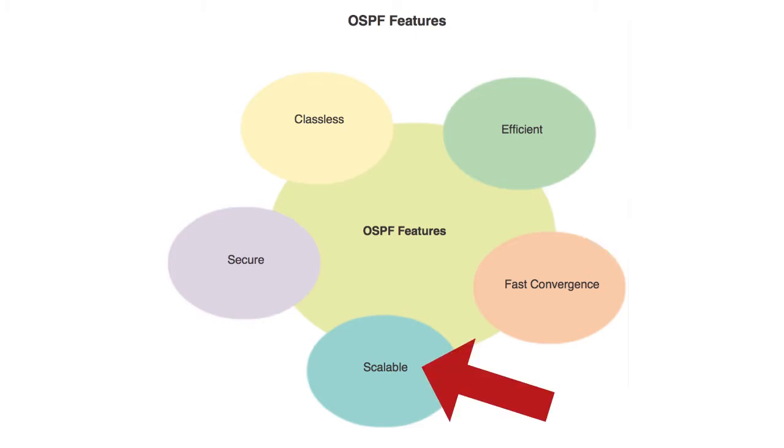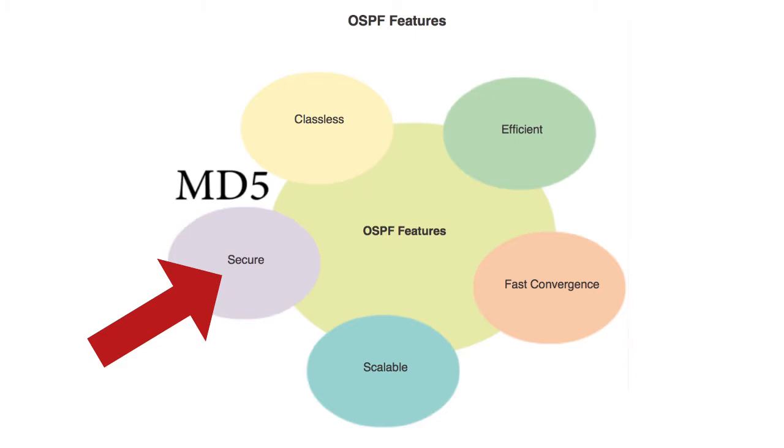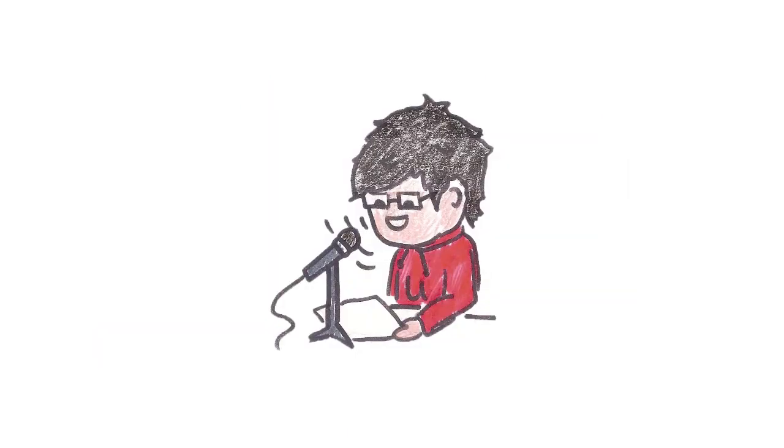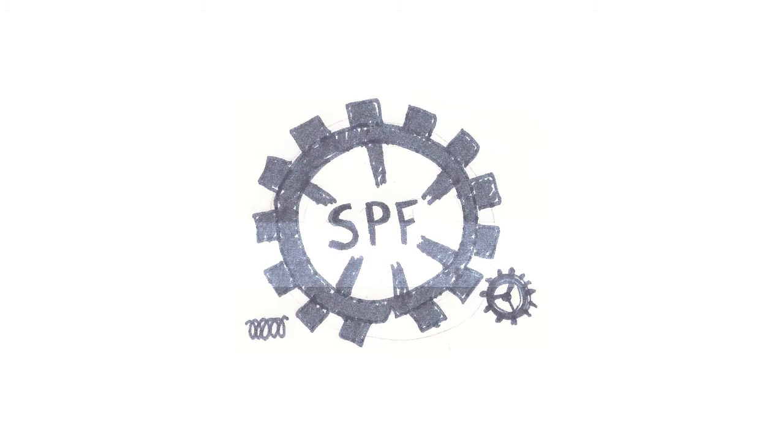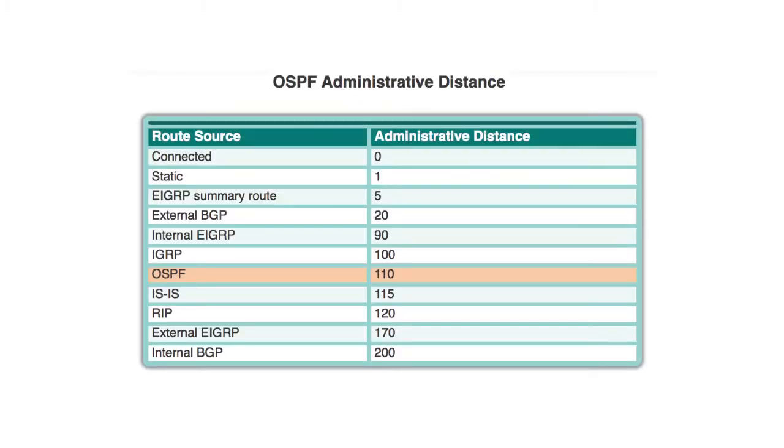It's scalable and allows for hierarchical grouping, and it's secure, supporting Message Digest 5 authentication, which means the routers only accept encrypted updates from peers. OSPF uses the shortest path first algorithm for the best path, and the administrative distance of OSPF is 110 by default, and as such it is preferred over the IS-IS protocol and RIP.